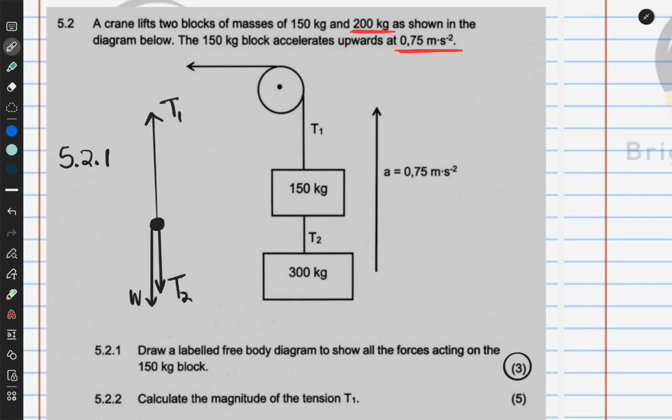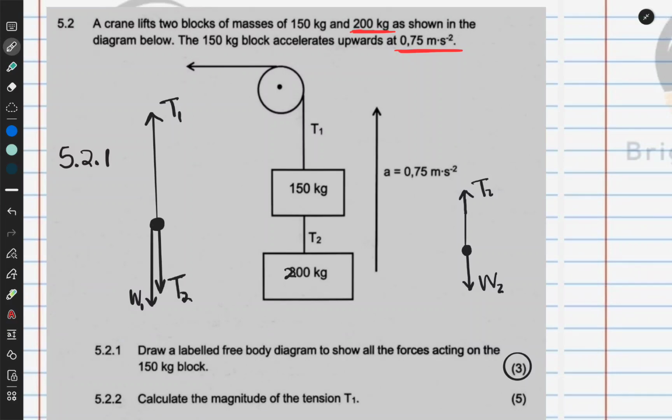Okay, so let us then draw for the 200 kilogram block. Remember, we're calling this one 200 because we'll use the one that was given to us in the problem statement. So we'll have this. It will have T2 going there, and then it will have weight going there. Let's call this weight 2 and then this weight 1. Okay, so this is how it would look.